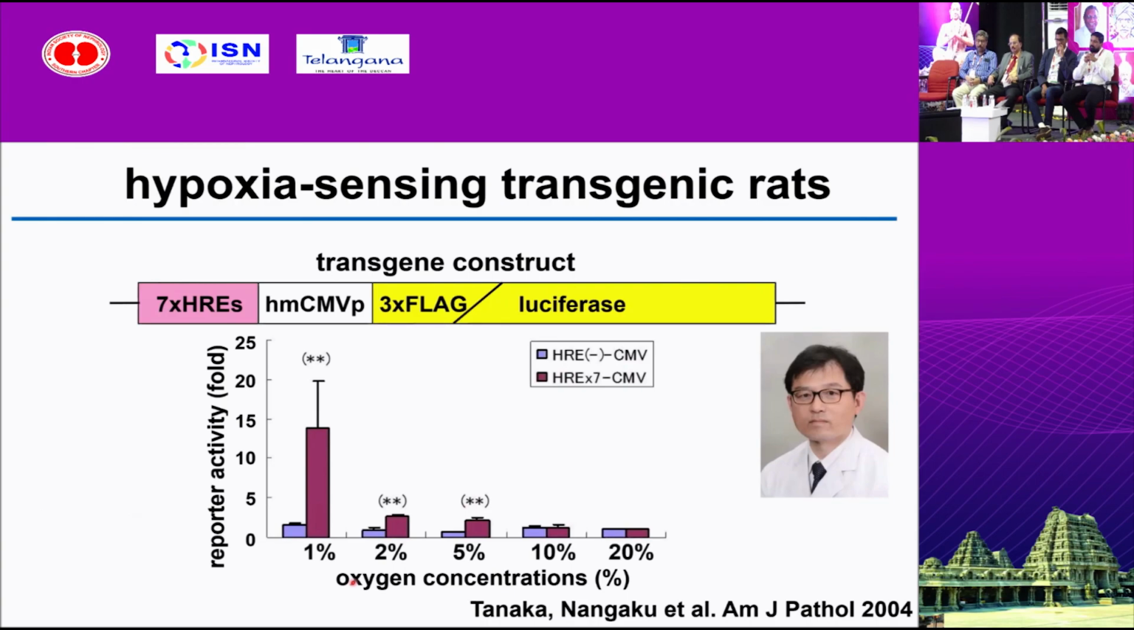20 years ago, we developed a new system to quantitatively measure oxygen tension in the organs. We established hypoxia sensing transgenic rats utilizing the HIF system. These rats express the reporter gene controlled by HIF ubiquitously. And by measuring the activity of luciferase, we could estimate oxygen tension of various organs in an oxygen-dependent manner, in a quantitative manner. And we demonstrated that the kidneys of many different animal models were hypoxic.